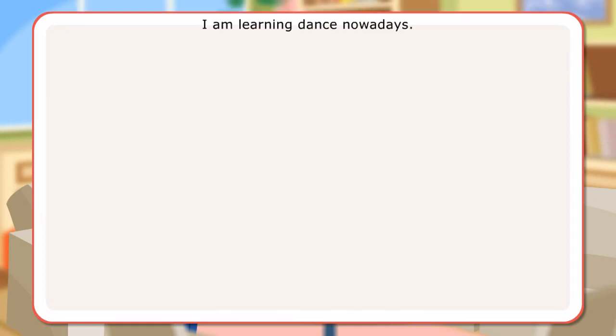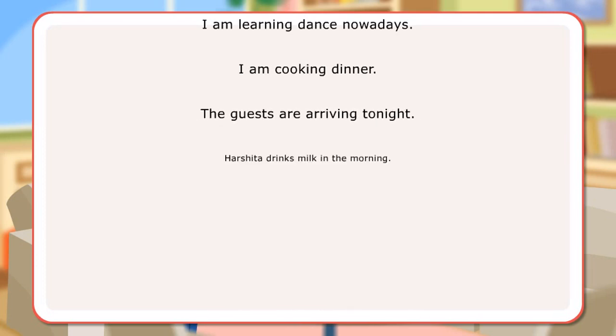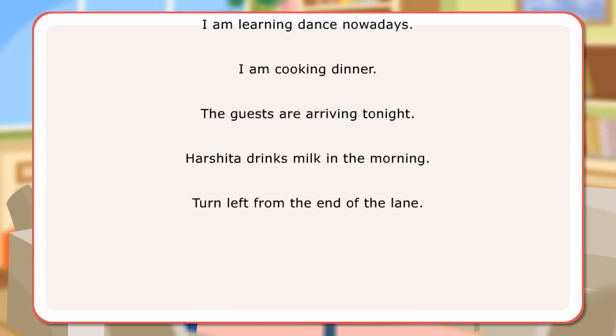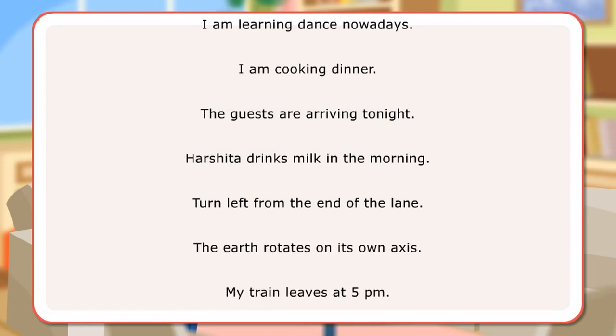I'm learning dance nowadays. I'm cooking dinner. The guests are arriving tonight. Harshita drinks milk in the morning. Turn left from the end of the lane. The earth rotates on its own axis. My train leaves at 5 p.m.